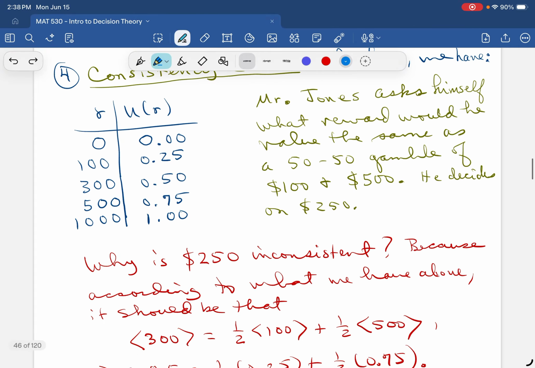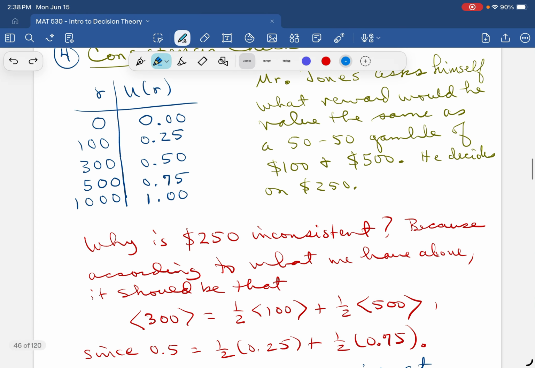And as it turns out, 250 is inconsistent because, like I said, if we first calculate the expected utility of this 50-50 gamble, then what we're going to see is that it's equal to the utility that he placed on $300. So just look at the right side first.